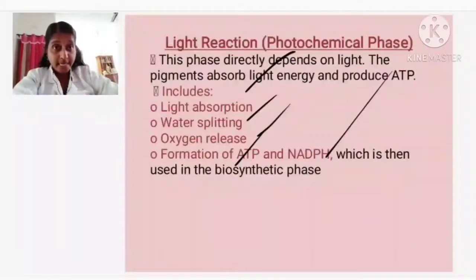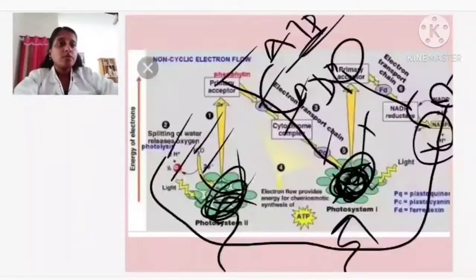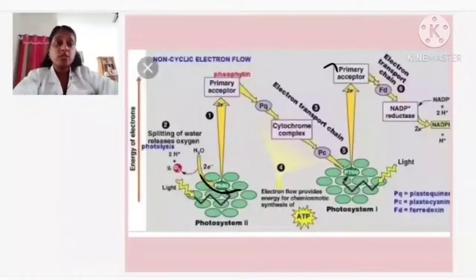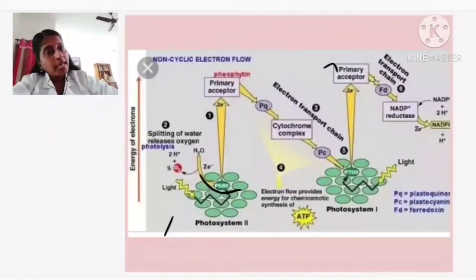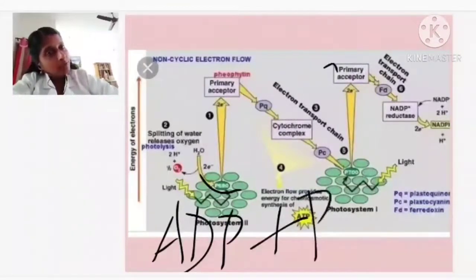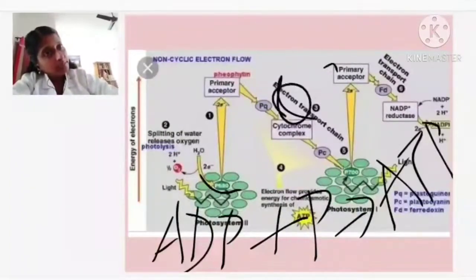This is non-cyclic. Now there is another process, one more thing I have to say. This process is called photophosphorylation. Why is this reaction called photophosphorylation? See, ATP is produced from ADP, isn't it? ADP is combining with one phosphate and they are producing what? ATP. Here it is taking place, isn't it?